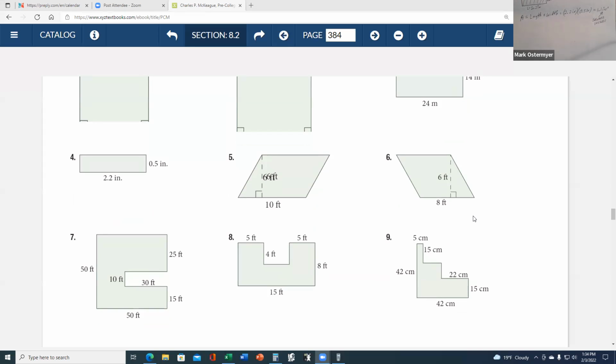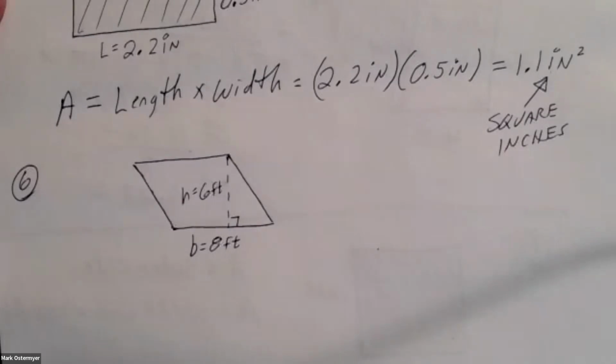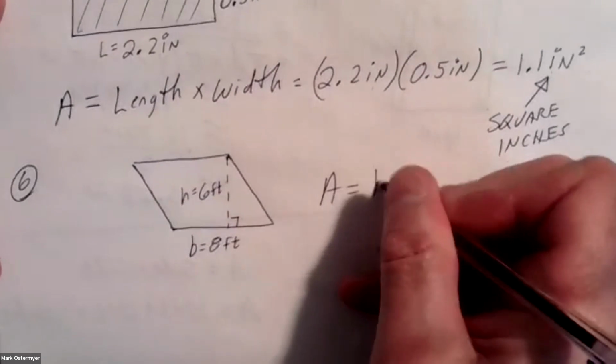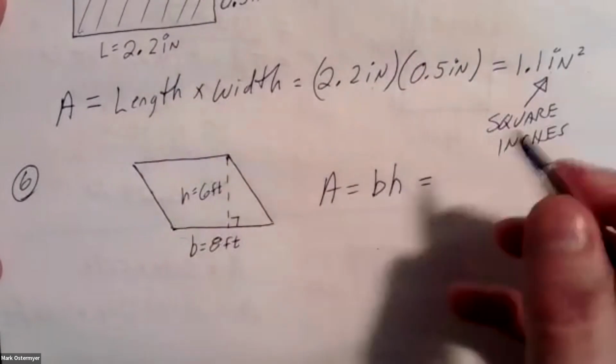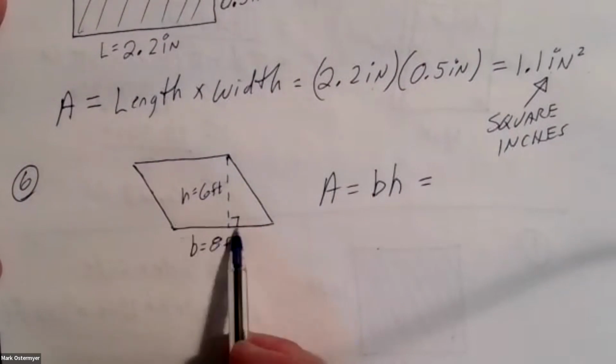All right, let's see, that's messed up. Number 6, they give us a parallelogram here, and they want us to compute the area of this parallelogram. And so we know this side measures 8 feet here. And they tell us the height of this parallelogram is 6 feet. And so how do we compute the area of a parallelogram? Area is equal to the base times the height. The base would be 8 feet. How do I know this is a base? Because it is perpendicular to the height.